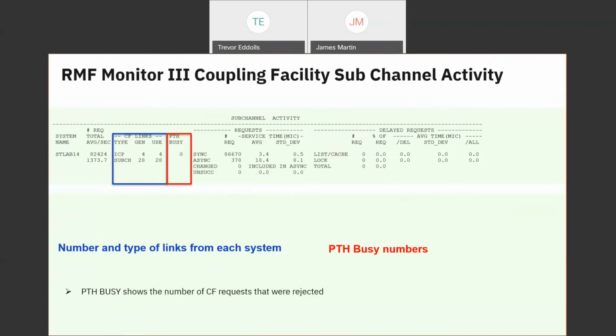Because if we see the number of links going up or down, that can cause us some concern, and the amount of busy time that we see definitely could cause us some concern, because if those subchannel facilities are busy, that means there's delays in processing, right? So we get some insight, and the busy also shows us the number of coupling facility requests that were rejected. And that could be a key indicator as well to why we're seeing a degradation in Z performance.